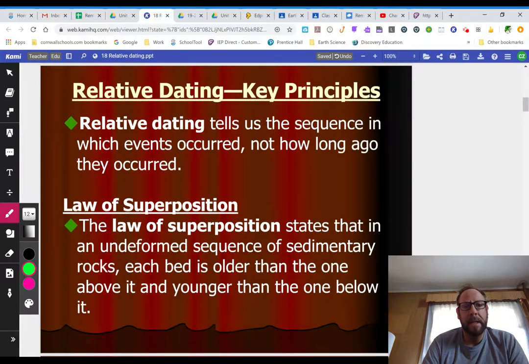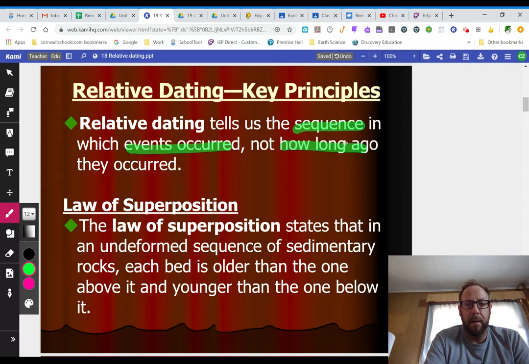So the key principles to relative dating: we look at sequences, first, second, third, fourth, and fifth, things like that. Sequences in events that occurred, and we could look at a level of rocks and determine what happened long ago. The very first principle we have is what's called the law of superposition.